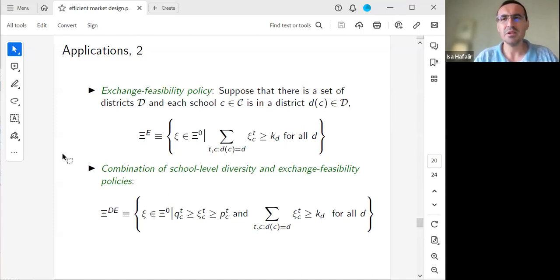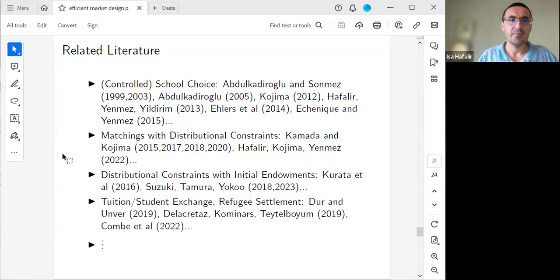In our appendix, I believe we have 2 or 3 more policies that satisfy our sufficient conditions. Very quickly, I'm almost out of time. We have a huge literature on controlled school choice, matching with distributional constraints, matching with distributional constraints and initial endowments, and different applications such as student tuition exchange, refugee settlement, and so on. I don't have time to go over them in detail, but you can take a look at the slide.